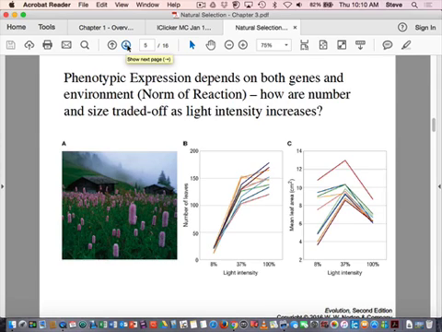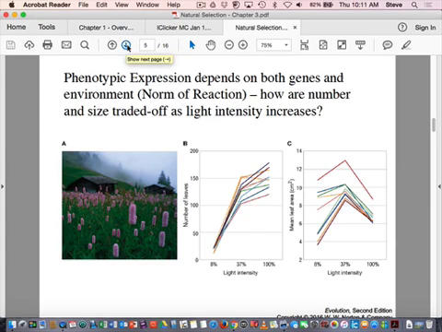And what you see is, what do you notice here? What happens as light intensity goes up in terms of number of leaves? It increases. That's not surprising, right? Okay. There's more light availability. They have more light for photosynthetic resource, and so they can allocate a lot more to the number of leaves that they're producing. Okay.